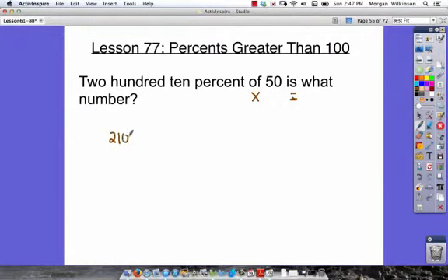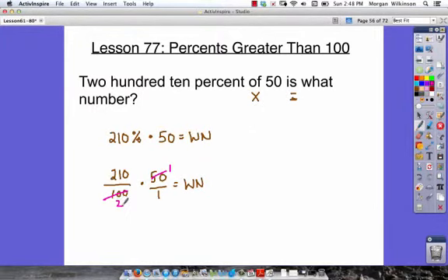210% of 50 is what number? Now in order to solve this one, 210% is the same thing as 210 over 100, because percents are always out of 100, times 50 over 1 will tell us what our number is. Now this is a nice one because we can simplify before we multiply. 50 is half of 100, so instead of writing 50 over 100, we can write 1 over 2.